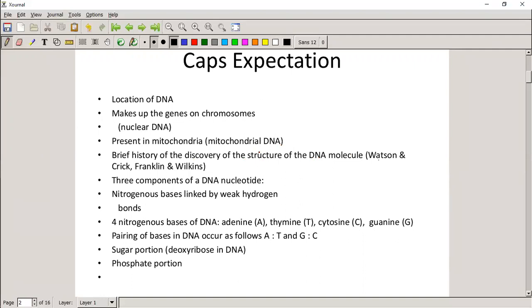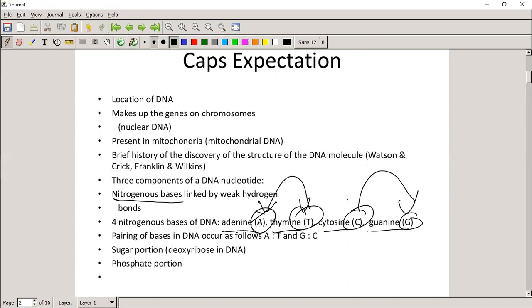What are the three components of DNA? There's a nitrogenous base, a protein part, linked with weak hydrogen bonds. There are four nitrogenous bases. We're going to call them for short A, T, C, and G. The long names are adenine, thymine, cytosine, and guanine. Then the pairing bases normally are A normally bonds to T and C to G. So there's base pairing happening. We call it base pairing.